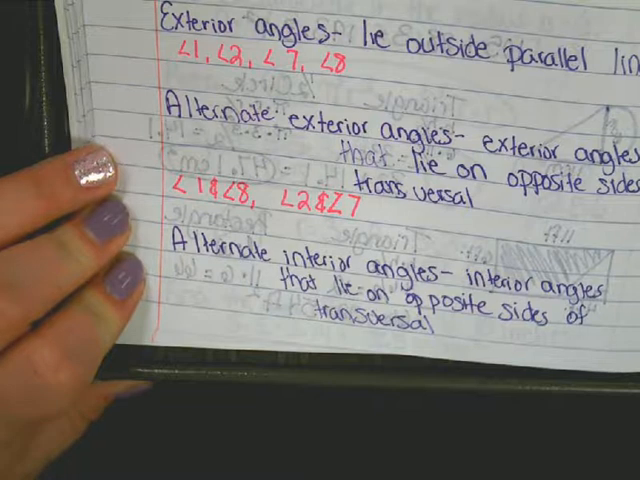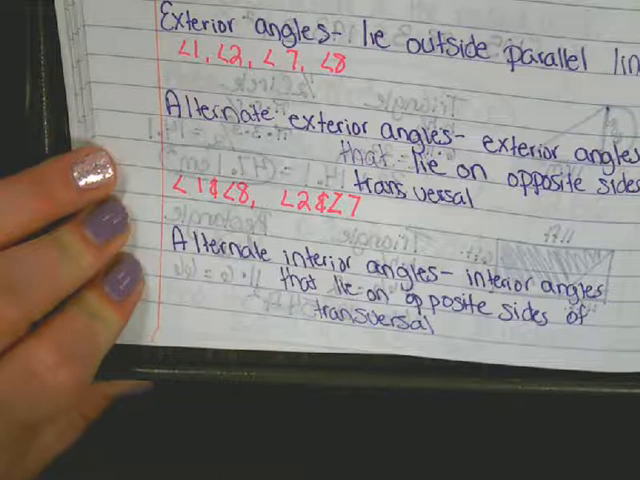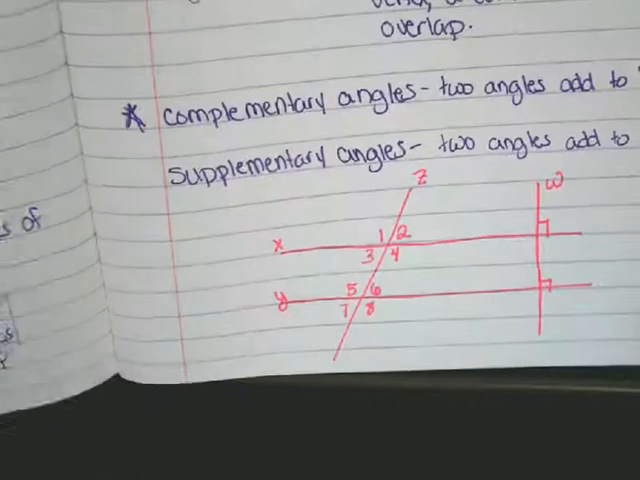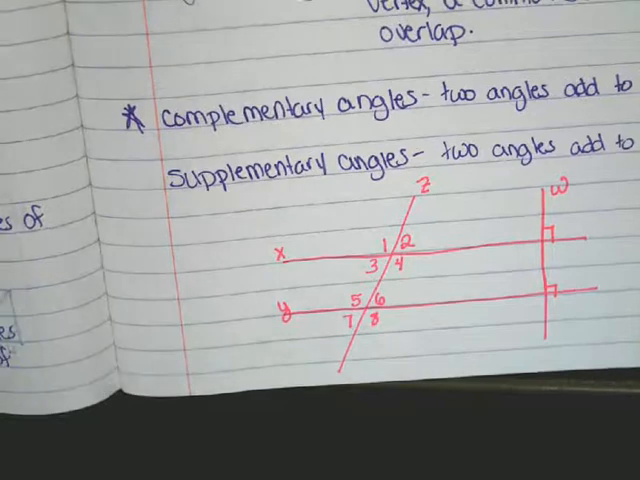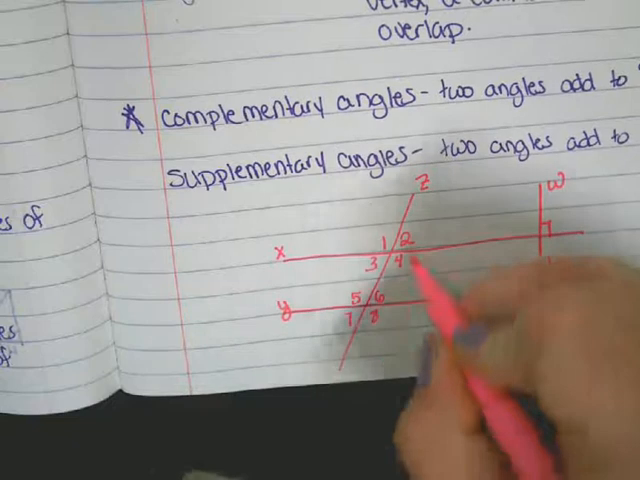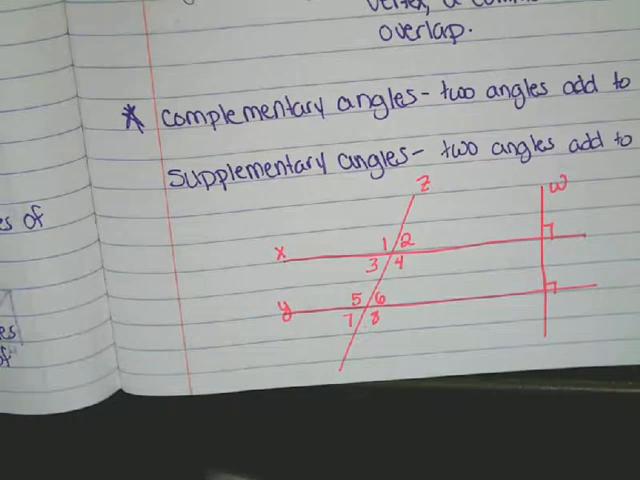Alright, let's look back at your picture. Now, alternate interior this time. So now I'm just looking at these interior angles. So who thinks they can give me a pair of alternate interior angles? Serenity, what do you think? 4 and 5 would work. What else? 3 and 6. So again, writing them in pairs. So angle 3 and angle 6, and angle 4, angle 5.